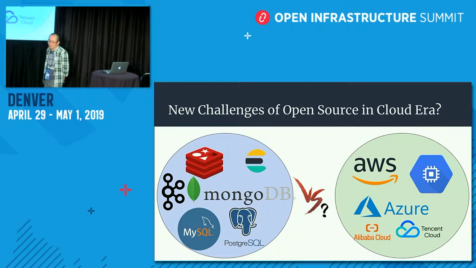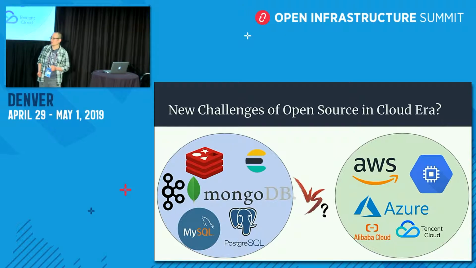Today we can see currently we have a lot of public cloud providers, for example Google, Amazon, Microsoft, and also some China cloud providers, for example Ali and Tencent. They are using many open source projects, but how they contribute back to the open source projects is a problem.